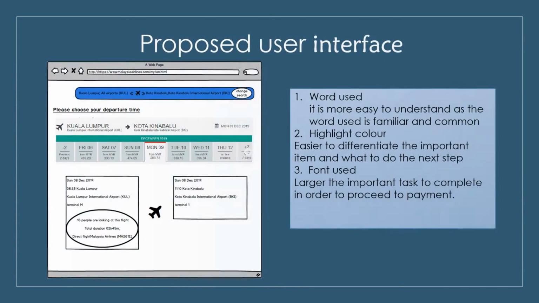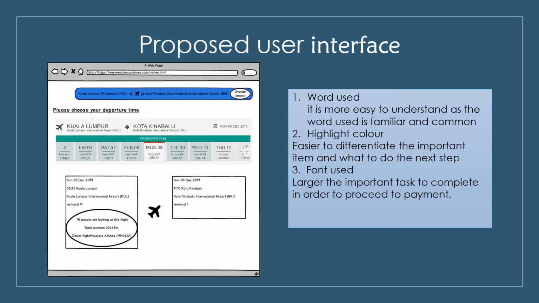For the user interface, we use word use, which is easier to understand as the words used are familiar and common. We also use highlight color to easily differentiate the important items and what to do in the next step. The font used is larger for the important task to complete in order to proceed to payment.